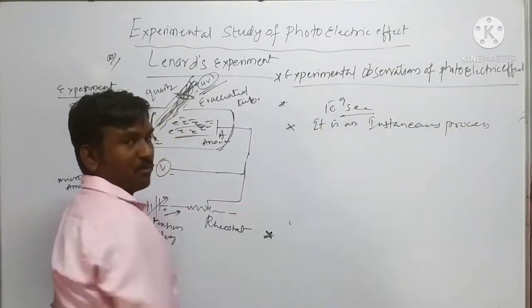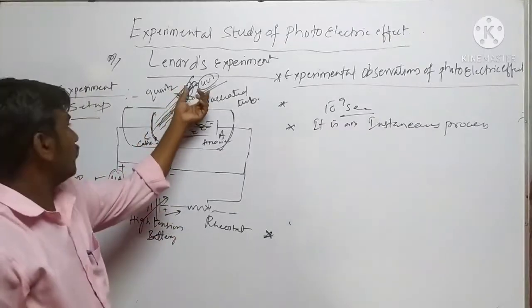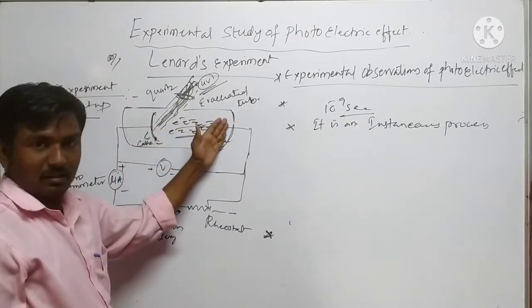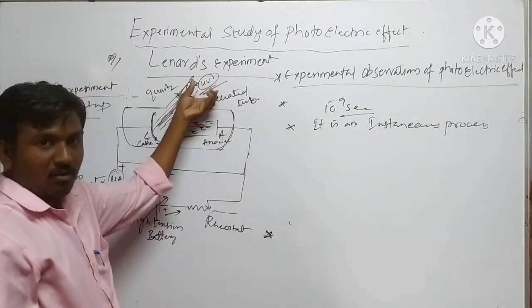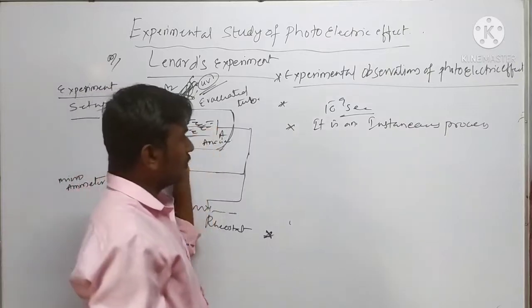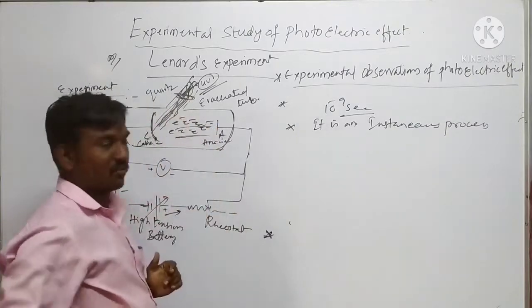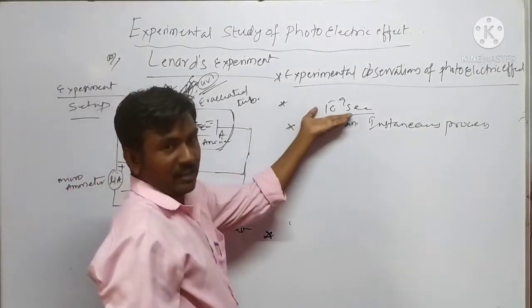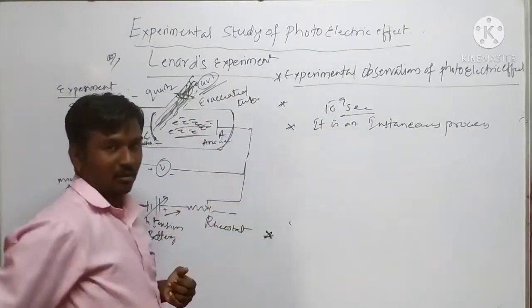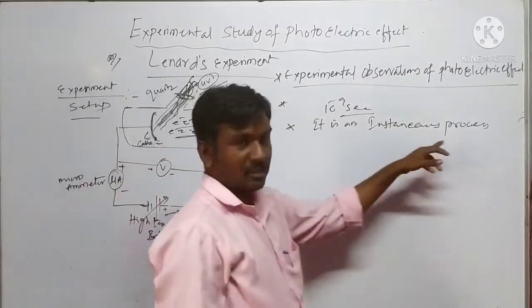So firstly we can observe here, as soon as one photon falls, one electron will eject out. So as many photons fall, they will emit that many electrons. This ejection of electrons is a process which takes 10 power minus 9 second; it happens within that time, so that is called an instantaneous process.